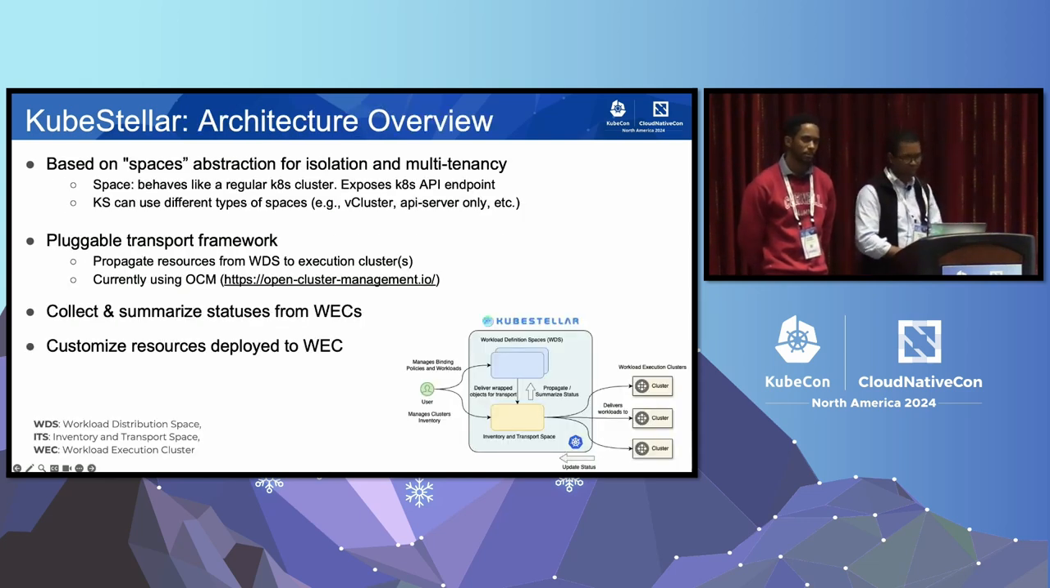KubeStellar provides abstractions that we call spaces for isolation. A space just behaves like a normal Kubernetes cluster. And KubeStellar uses two types of spaces. The first space is called Workload Description Space, or WDS. That's the space that the user interacts with and deploys its workload. The second space is called the Inventory or Transport Space. This space contains the inventory of our clusters. It's also the space where the workload deployed by the user is wrapped before its distribution to the remote clusters.